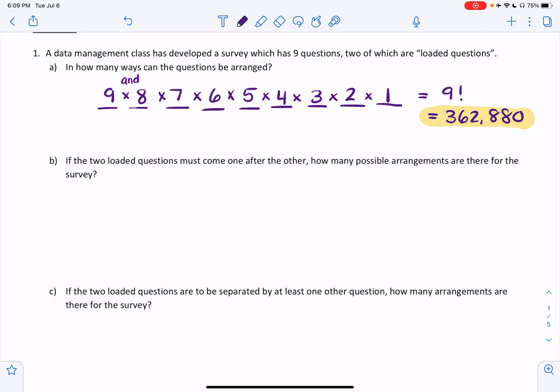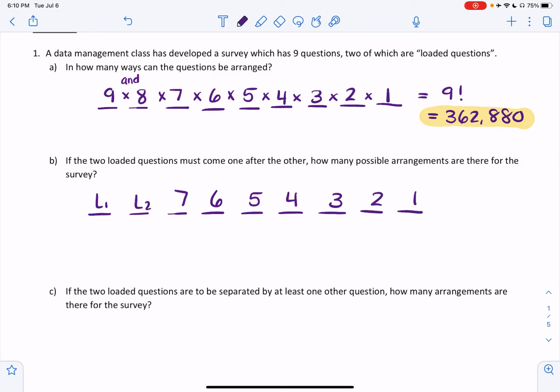survey? So again, I'm going to set up all 9 spots. But this time our 2 loaded questions have to be together. So we'll put our first loaded question here, only one way to do that, and our second loaded question here, only one way to do that. Now, because I've already used up the 2 loaded questions, for the third spot, we only have the other 7 to choose from. Then for the fourth spot, we would only have 6 to choose from, then 5, then 4, then 3, then 2, then 1.